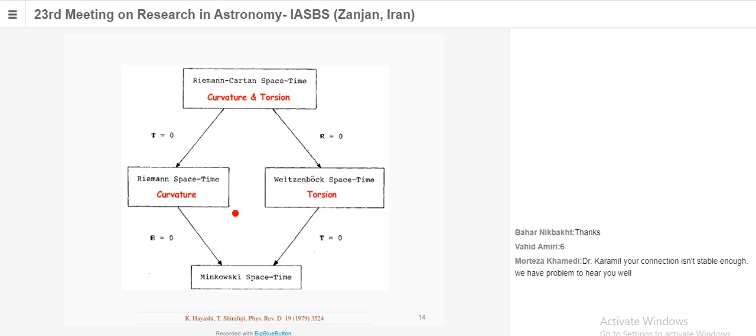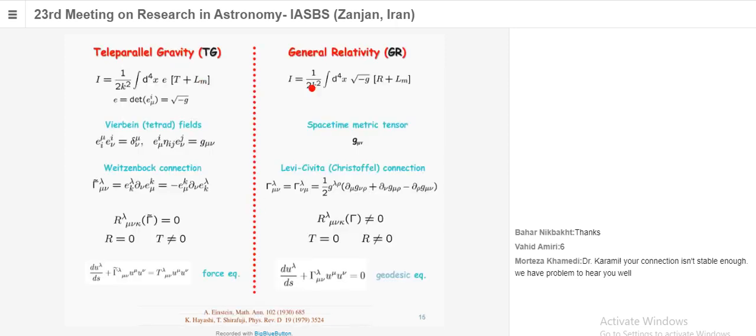Gravity can be formulated based on two spacetimes. If you formulate gravity based on the Riemannian spacetime, you reach general relativity. And if one formulates gravity based on the Weitzenböck spacetime, we reach teleparallel gravity. To better understand the problem, I summarize some of the differences and similarities between general relativity and teleparallel gravity. In the left panel, you see the action of general relativity, which is given by the Hilbert-Einstein action, and L_M denotes the matter field Lagrangian. In contrast, in TG, instead of the Ricci scalar, we have the torsion scalar.